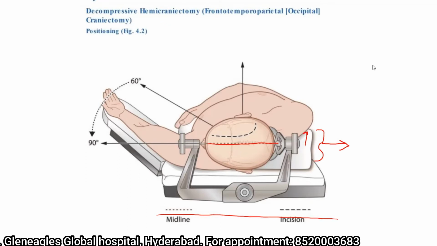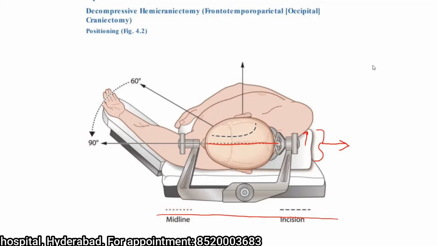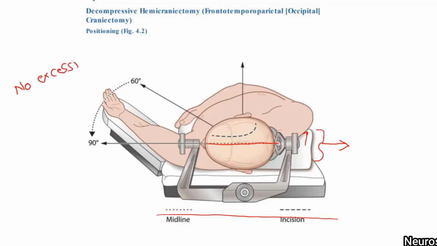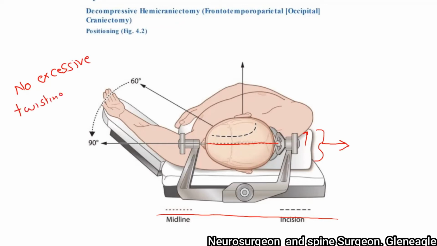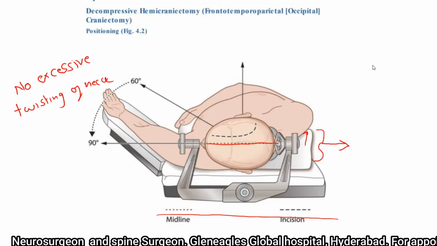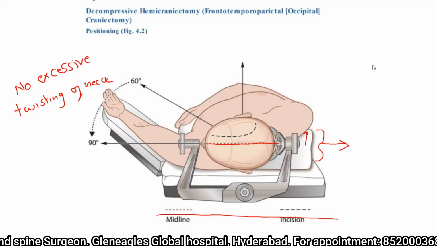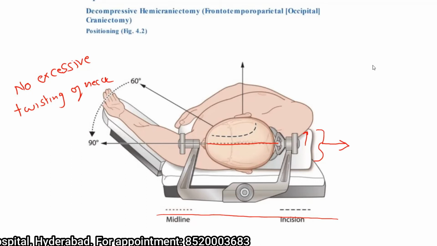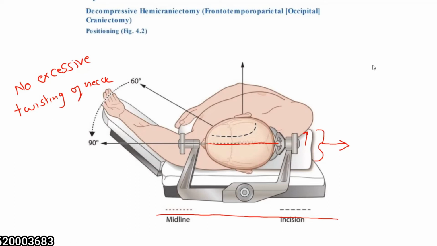While achieving this rotation of 90 degrees, ensure that there is no excessive twisting of the neck. This is because of obvious reasons. If the patient has cervical spondylosis, if there is canal stenosis, it can cause neurological deficit. And more than that, if there is compression on the jugular vein, it will cause excessive bleeding during surgery. So you will have to ensure that there is no excessive twisting of the neck.